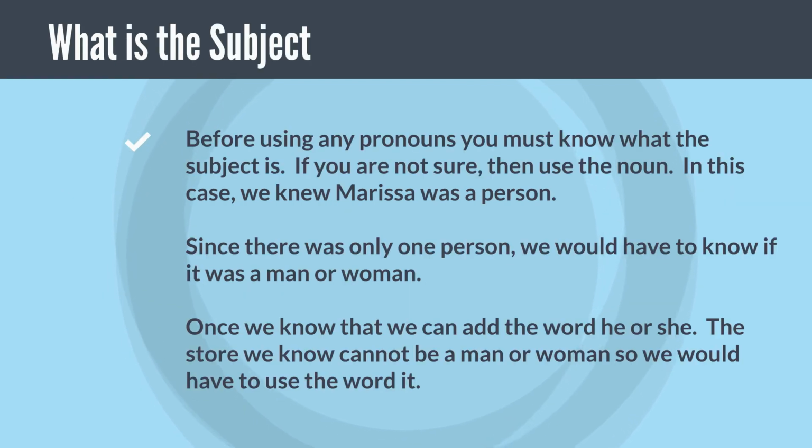Before using any pronouns you must know what the subject is. If you are not sure, then use the noun. In this case, we knew Marissa was a person. Since there was only one person, we would have to know if it was a man or woman. Once we know that, we can add the word he or she. The store we know cannot be a man or woman, so we would have to use the word it.